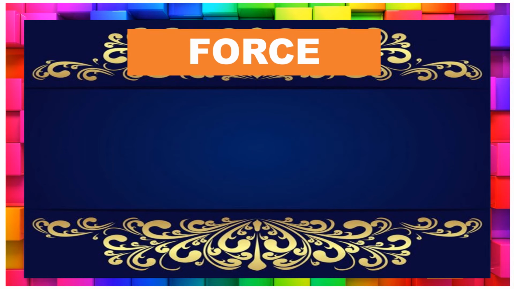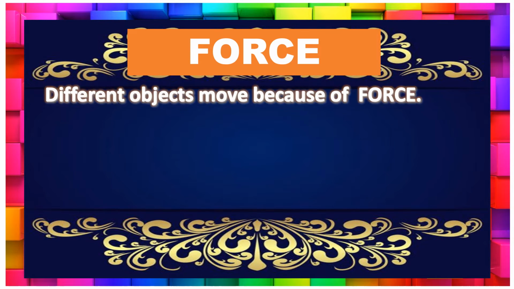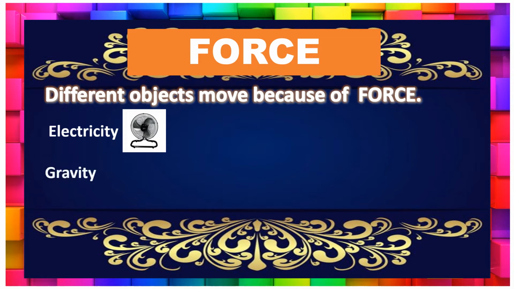For today's lesson, different objects move because of force. They move by means of electricity. One example of this is the propeller of an electric fan that moves because of electricity. Next is gravity. This is the force that attracts toward the center of the earth. That's why everything falls down like this fruit of a tree.